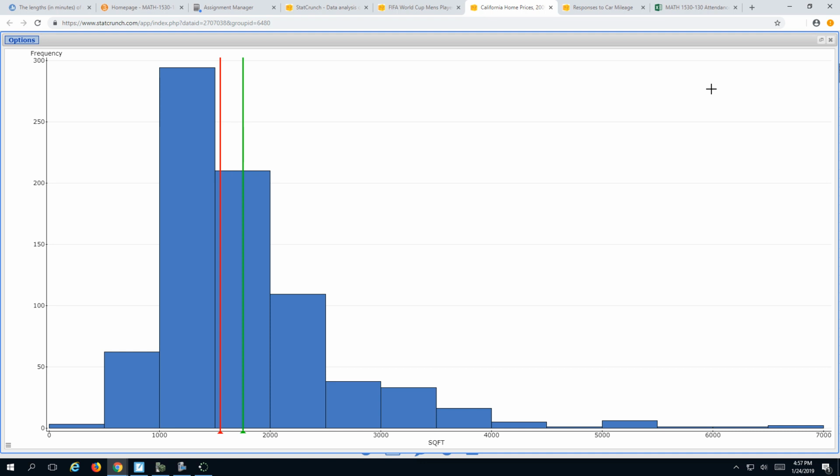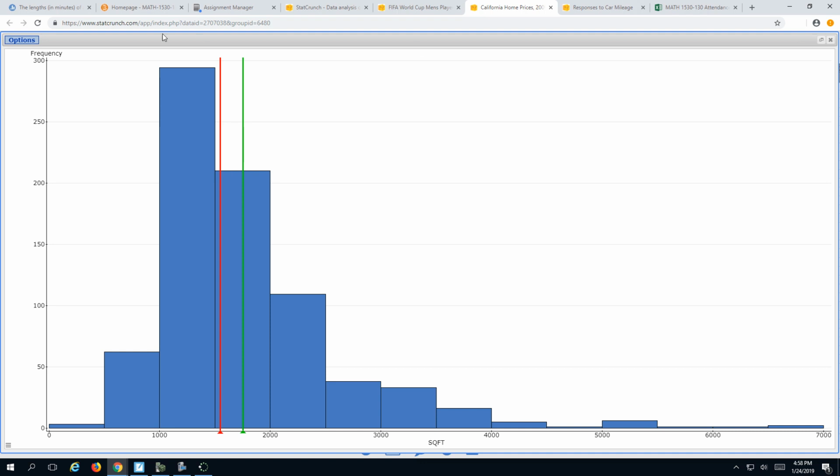Does that make sense? So when your graph is skewed right, your mean will be pulled to the right. The median will stay about where it's supposed to be. Right? If we eliminated all of these really large houses, then the mean would go back closer to the median. Okay?